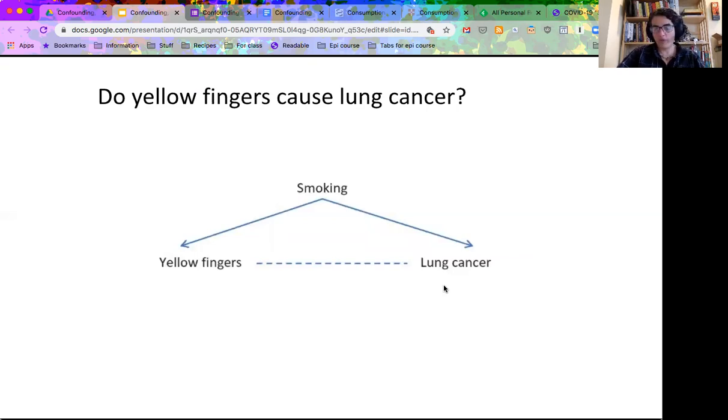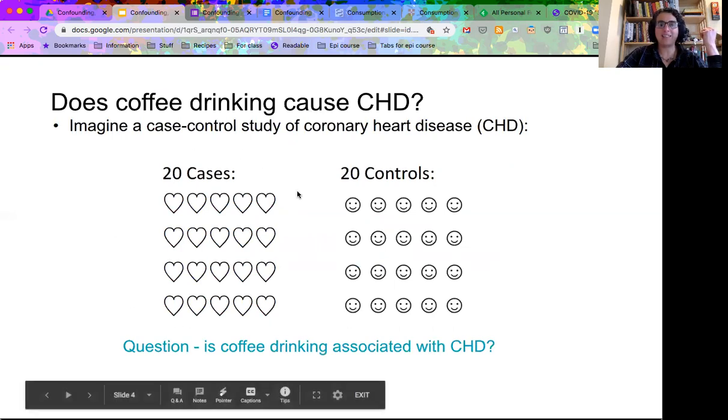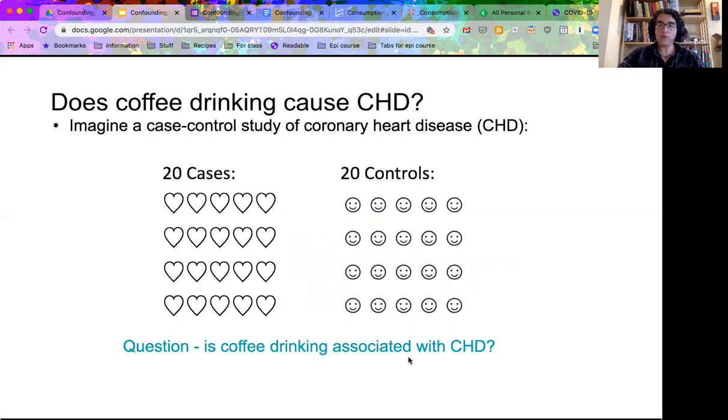So let's quickly run through one more example. Let's say we're looking at whether coffee drinking causes coronary heart disease. By looking at a case control study of coronary heart disease, we have our cases, very simple here, 20 people with heart disease. Our controls, 20 people of the same age and gender makeup who don't have heart disease.